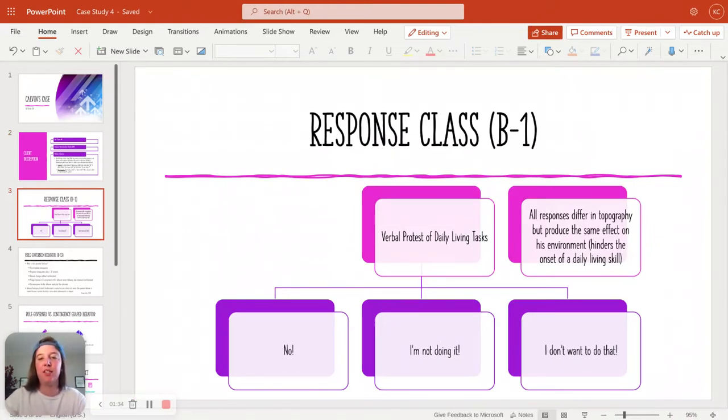Response class is basically any response that differs. It might differ in topography, so what it looks like, what it sounds like, but it will produce the same effect on the environment. So for this, those examples that were listed, no, I'm not doing it. Another one I added was, I don't want to do that. Those would all fall under the same response class because they differ in topography, they sound different, they might look different, but they do produce the same effect on his environment, which is hindering the onset of the daily living skill.